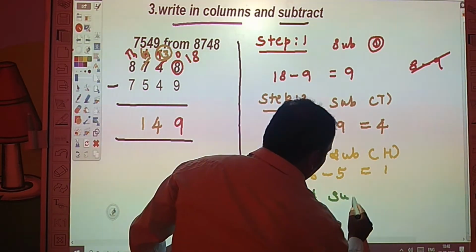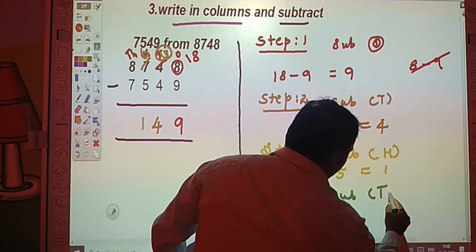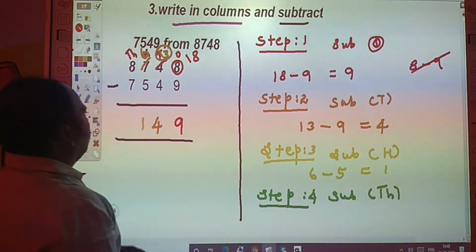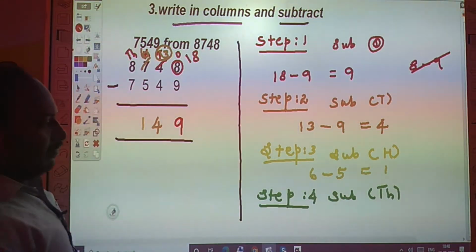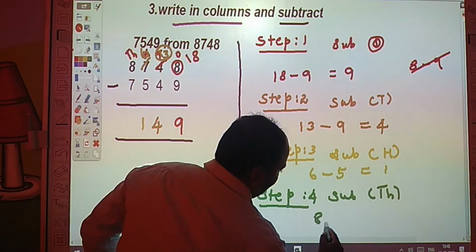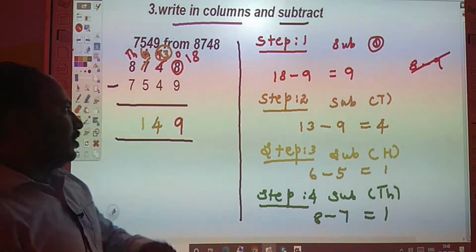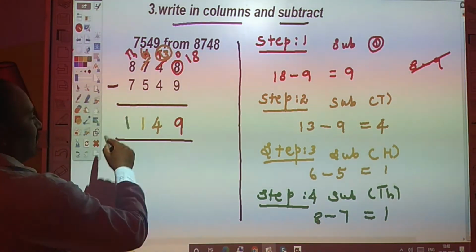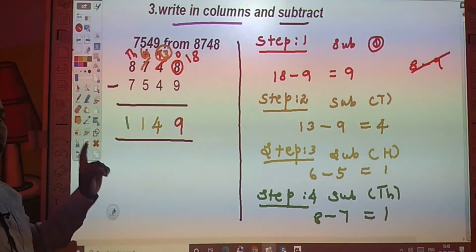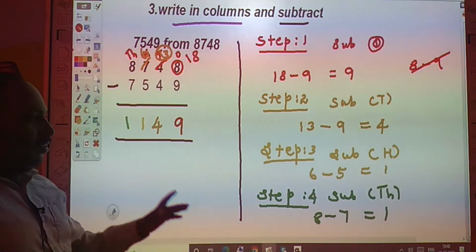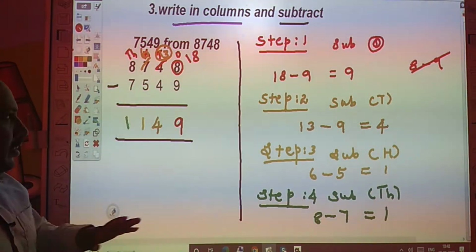Subtract thousand place. 8 minus 7 is equal to 1. So our answer is 1149.